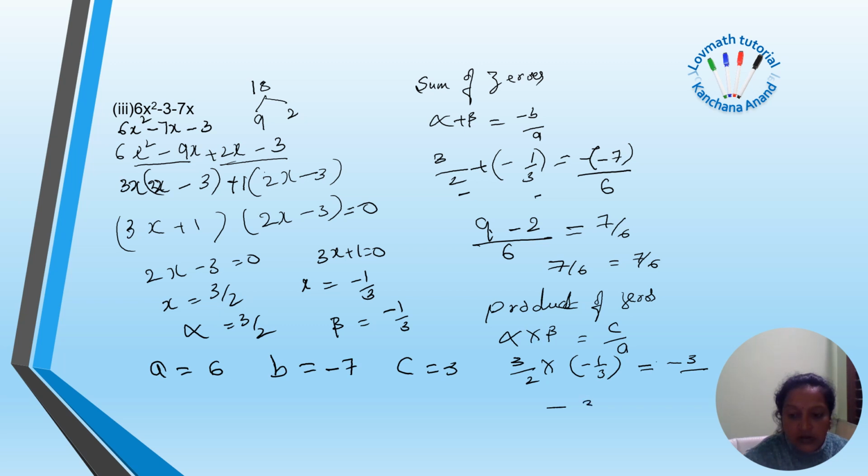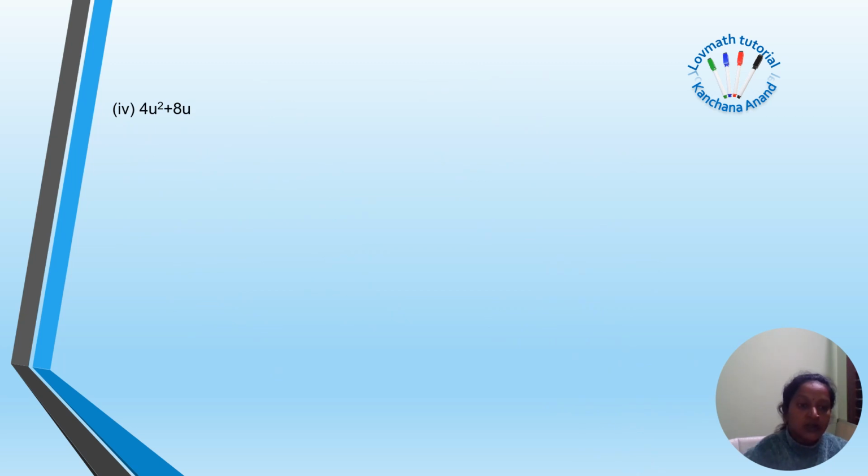minus 3 by 6 is equal to minus 3 by 6. Let us cancel these minus, and 3 ones are 3 and 3 2s are 6. That is 1 by 2. This becomes 1 by 2 is equal to 1 by 2. So this is the verification of zeros and coefficient.